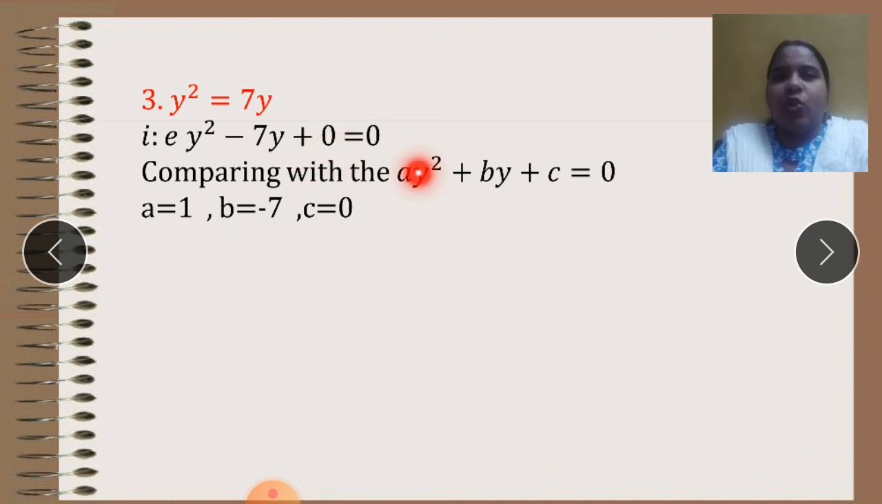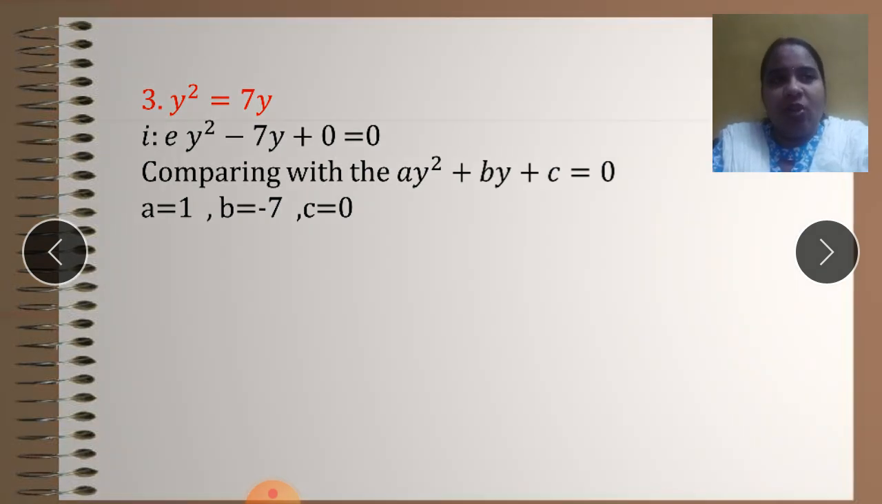So comparing it with, now the variable used is y, so I am writing ay square plus by plus c is equal to 0. In the place of a, what do we have? 1. In the place of b, what do we have? Minus 7. And in the place of c, there was nothing, so I have written 0. I hope this sum is clear to you. Yes, these are easy sums, but we need to solve them in the notebook.